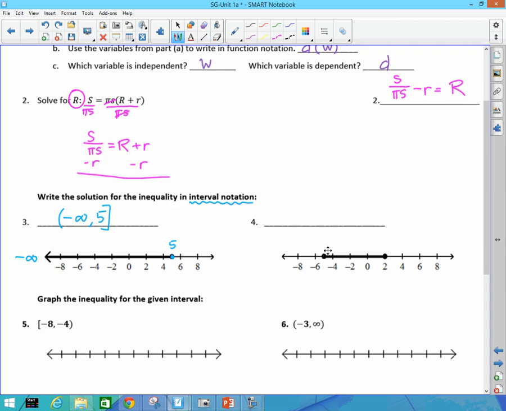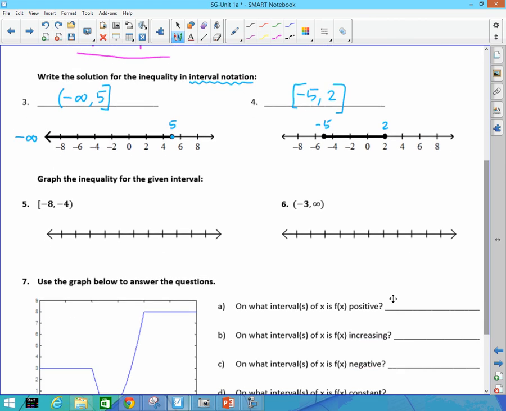Okay, again, same thing. What is that number halfway between negative 6 and negative 4? It's negative 5, and that goes to 2. So those are the two numbers that I'm writing on my line. They both equal the number, so they're both brackets. All right, and this time we're going the other way.